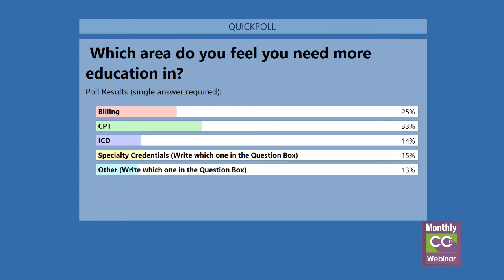So I'm looking here on my alternate screen, and it says, wow, 25% want more in billing, which is tickling Jennifer's ears because that's her specialty, right? She really enjoys the billing. 33% on CPT, which is not unusual because, you guys, most of the coding exams for a general coding, like the CCS-P or the CPC, is CPT knowledge. Only 14% of you guys want ICD. That's my favorite, guys. Then we have specialty credentials, 15%, and 13%, which is just other.